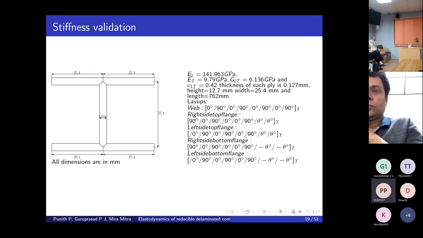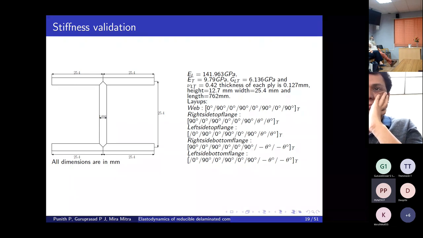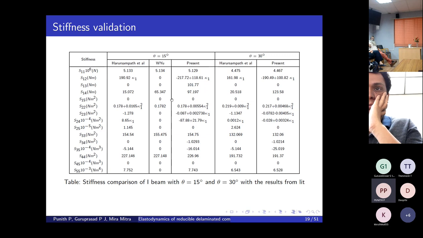Initially we have done the stiffness validation for an I section beam which has axial and torsional elastic couplings. This was the beam that's been used in experimentation as well as in many other literature works. We have compared our results with the results from Professor Haru Sampath's paper as well as Professor Yu's paper, which is more of a computational model. So we were able to capture all the elastic displacements to a very good approximation.